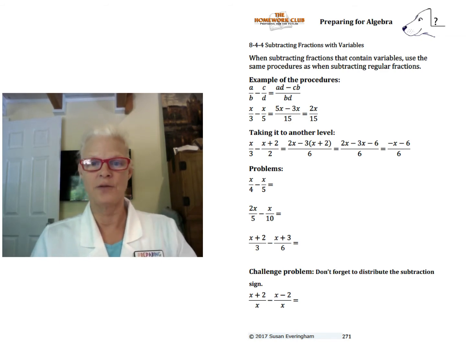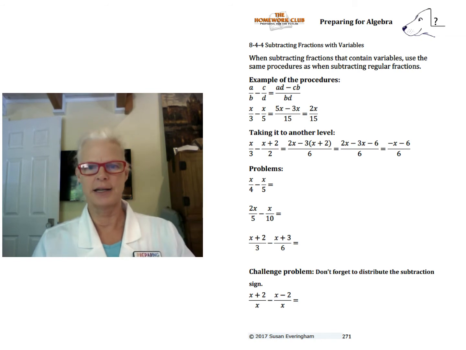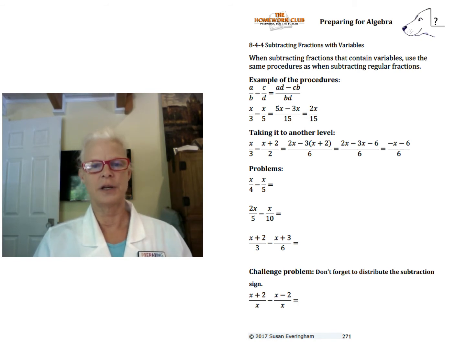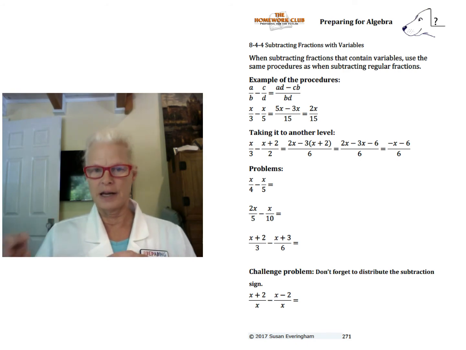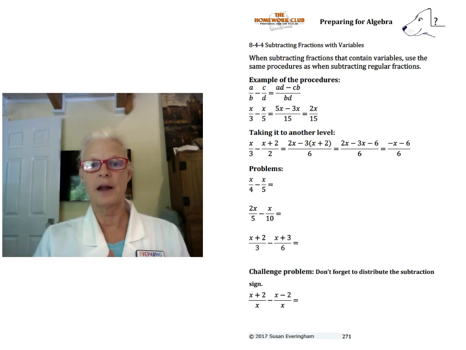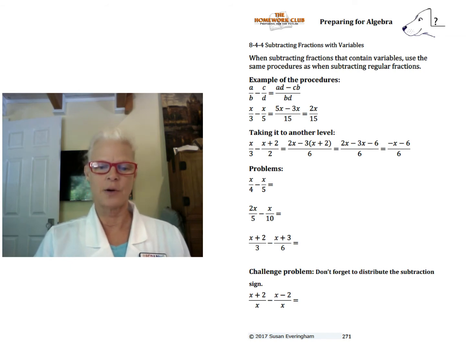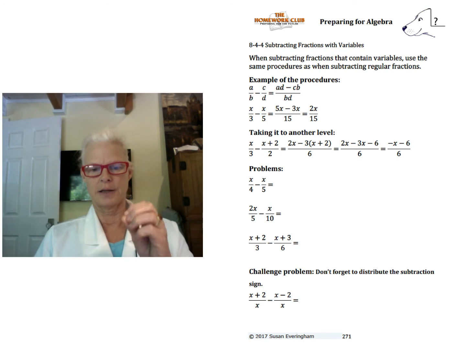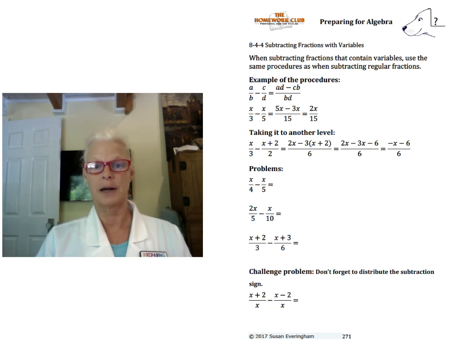271 is subtracting fractions with variables. So great, you understand the adding, subtracting exactly the same. What we're doing is finding a common denominator and multiplying either side by the number that they are missing for the balance. So in this case of the example, 3 and 5, common denominator is 15. So the 5 is multiplied into the x, the 3 is multiplied into the x, leaving us with 5x minus 3x, combining like terms, 2x over 15.